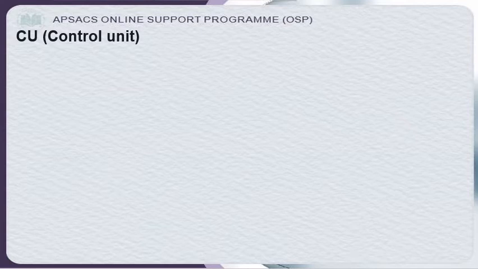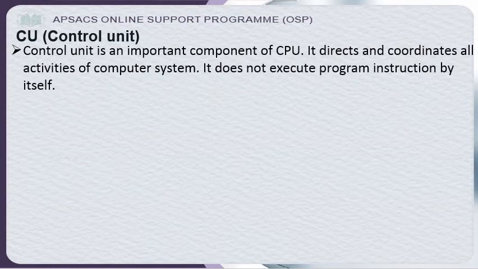Control unit, or we can say CU. The control unit is also an important component of a CPU, because all the control signals are sent through the control unit. It directs and coordinates all the activities of a computer system. Here we are saying all the activities.